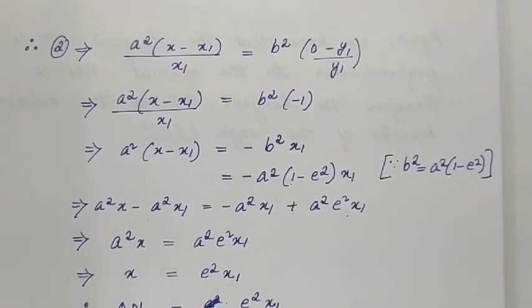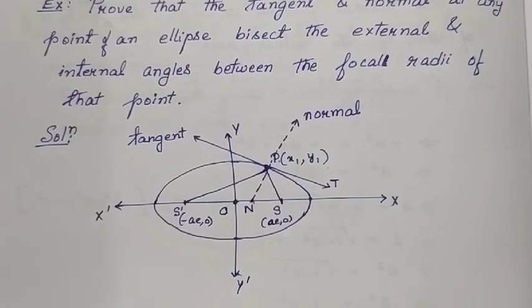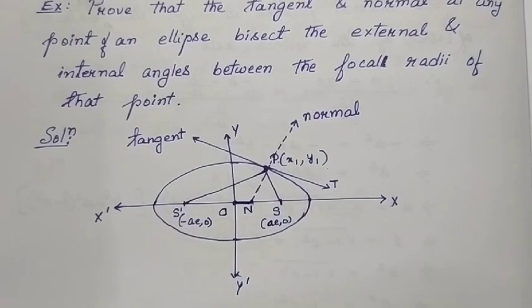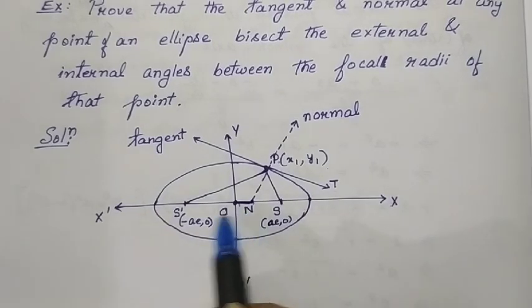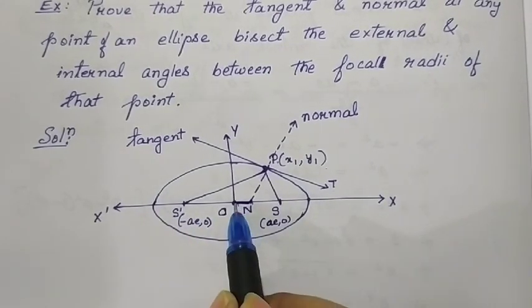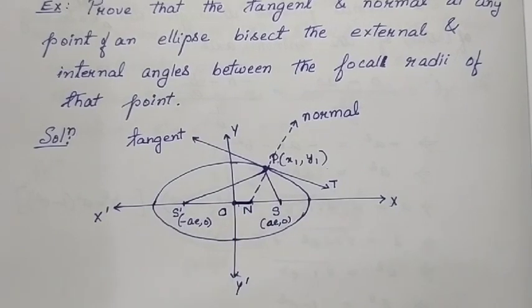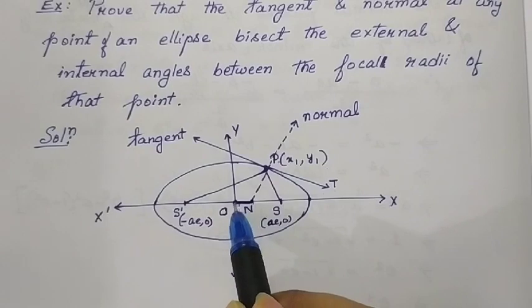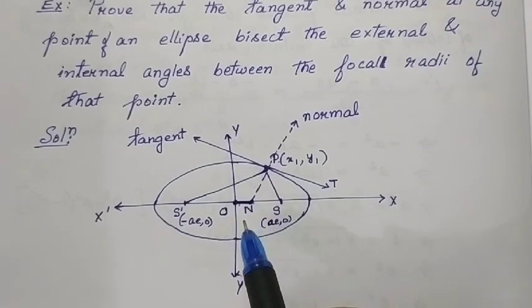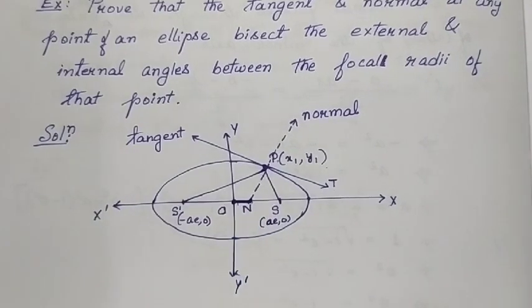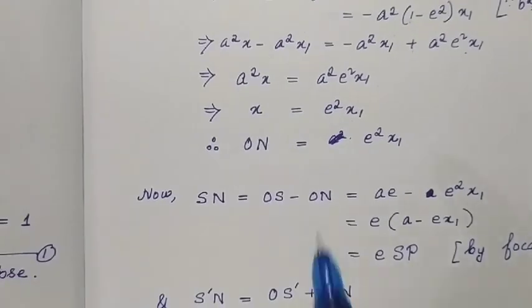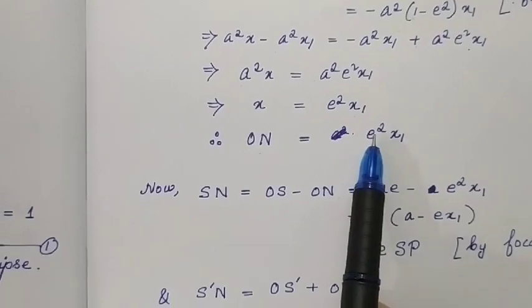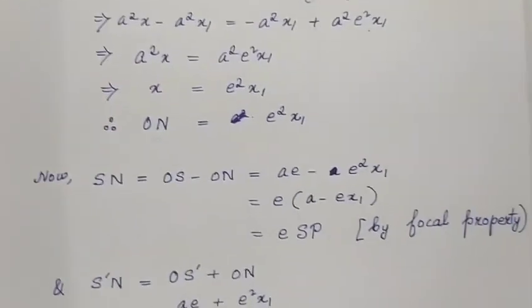So what was our x? Our x, see from the figure, is from 0 to N. Since this is on the x-axis, obviously our x is from O to N. That means ON is the value of x. So in place of x, I'm writing ON here. ON will be equal to e square x1.